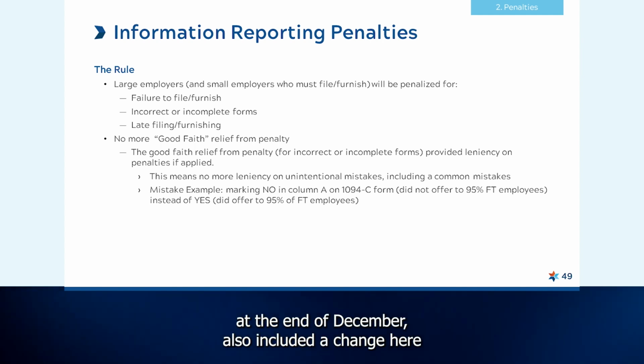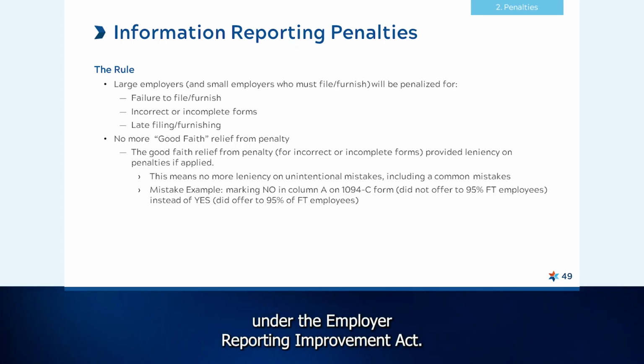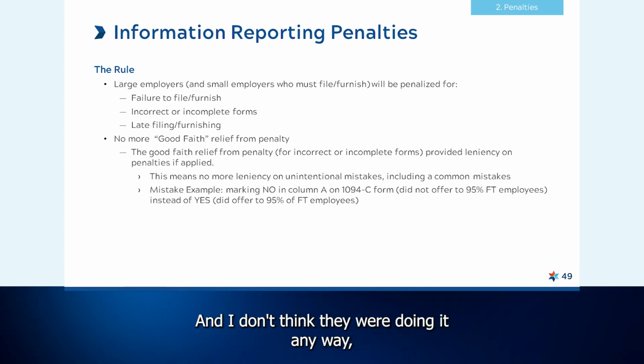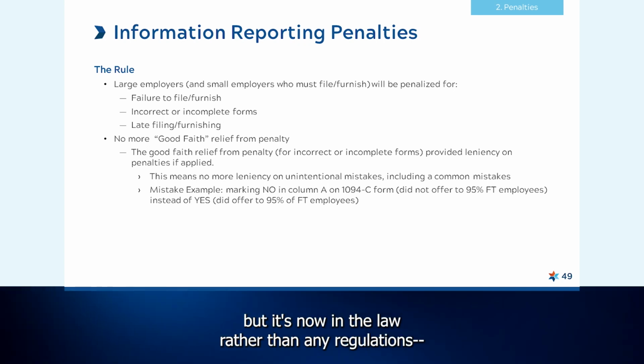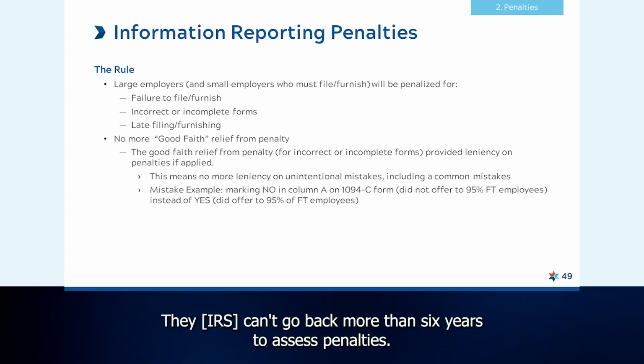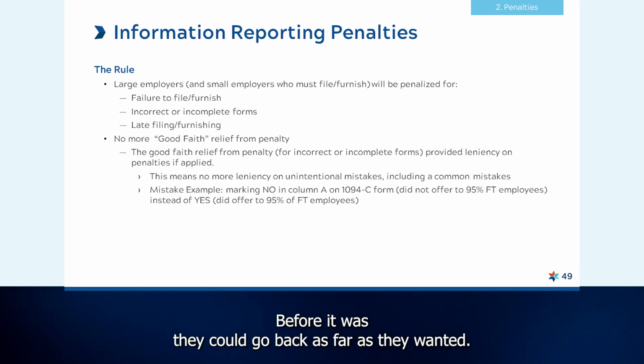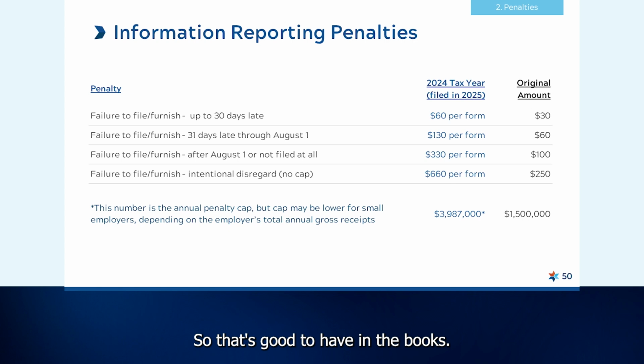Update, the very bottom of this slide, one of the two laws that were passed and signed by Biden at the end of December also included a change here under the Employer Reporting Improvement Act. There is now a codified statute of limitations, meaning the IRS, and I don't think they were doing it anyway, but it's now in the law rather than any regulations. They can't go back more than 6 years to assess penalties. So, once you're past 6 years, you don't have to worry about that. Before it was, they could go back as far as they wanted. So that's good to have in the books.